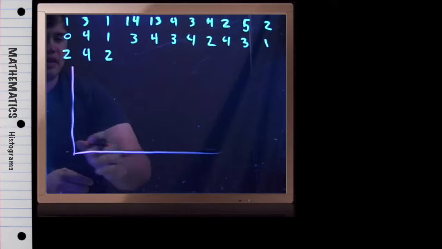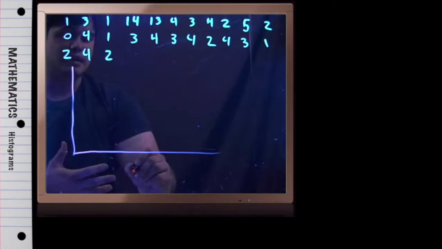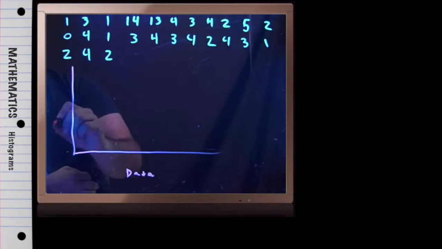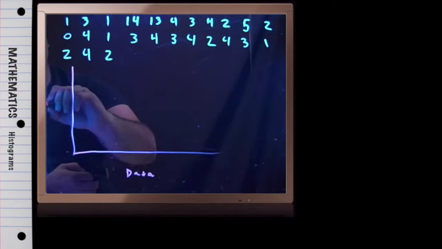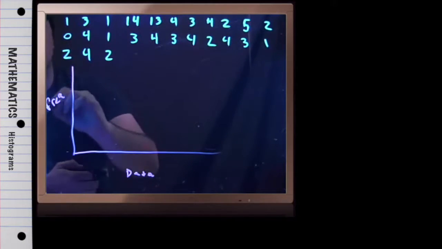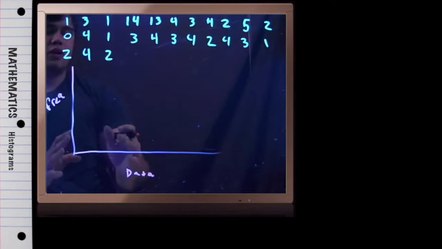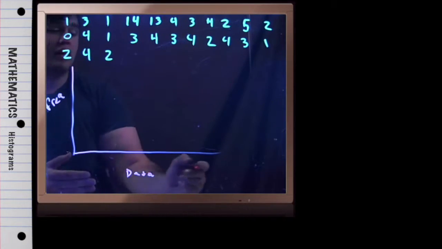So the key to a histogram on the bottom is the actual number. These are the numbers that we have in our data. So I'm going to go ahead and call this axis down here the data. Over here is what we call the frequency, or the freq as it's sometimes written, F-R-E-Q. This is where we actually have the number of things that are going to fall into each bin. So as I mentioned, I'm going to be using a bin width of 2.